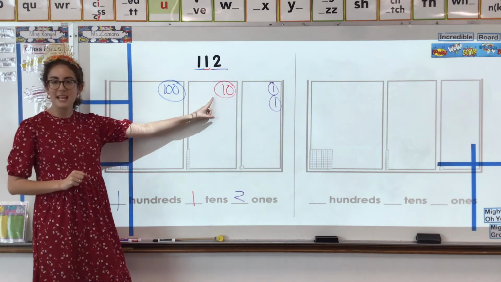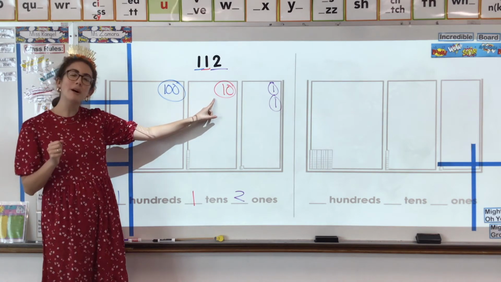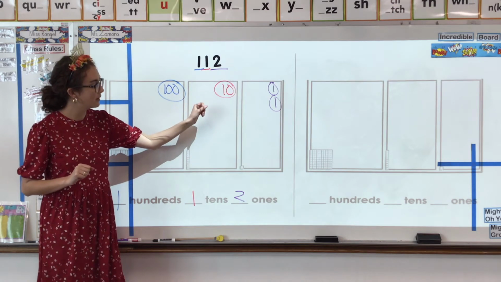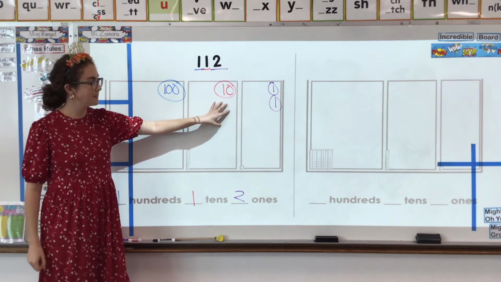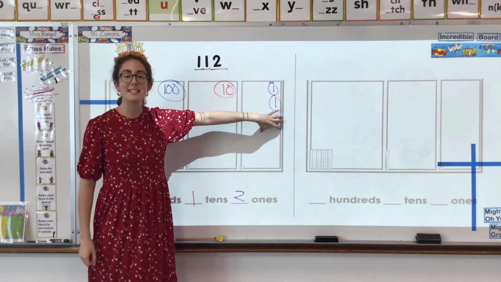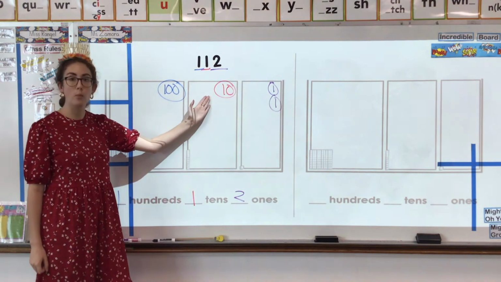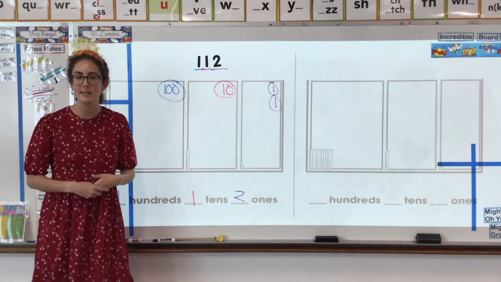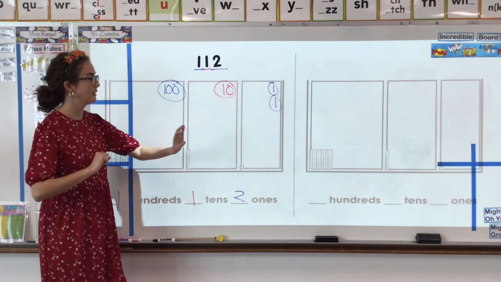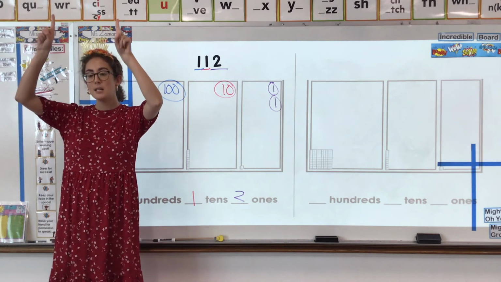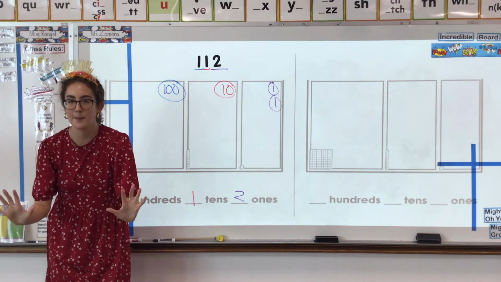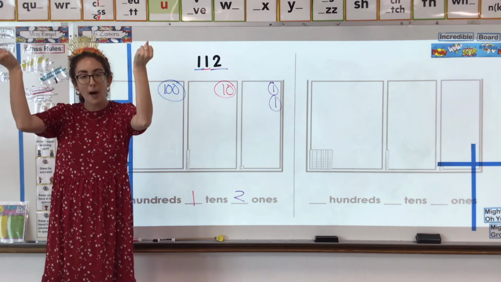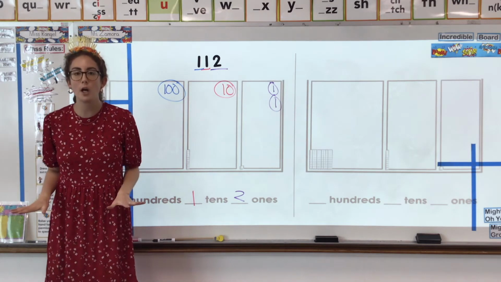So, take the tens again. We want to show 112, but take this 1 ten and show it as ones. We're going to take the 1 ten and change it back into 10 ones. What would that look like? 1 ten is equal to how many ones? 10 ones, because we're breaking apart the bigger unit into its smaller unit.